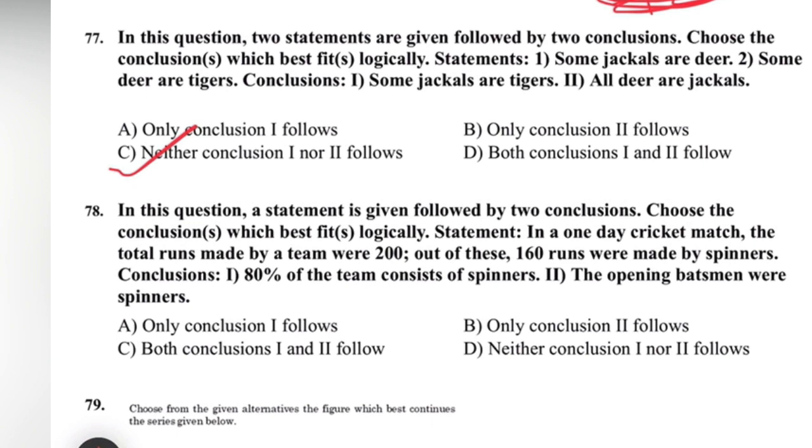Coming to question number 78. In this question, a statement is given followed by two conclusions. Choose the conclusion or conclusions which best fit logically. Statement: In a one-day cricket match, the total runs made by a team were 200. Out of these, 160 runs were made by spinners. So two conclusions are there. Actually, here students, the answer is option D. Neither conclusion 1 nor 2 follows.